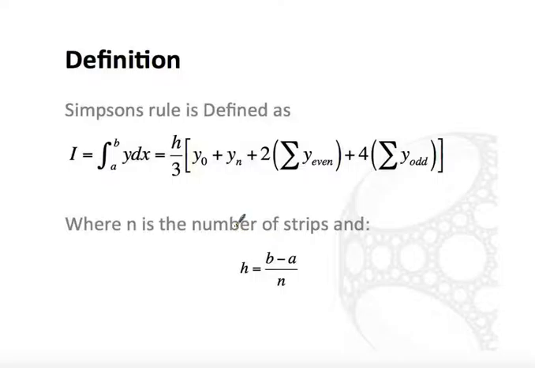So here it is. Simpson's rule is defined as, if we have the integral I equal to the integral from a to b for some function y, then it is equal to this here. And you'll notice it's very similar to the idea that we've used in the trapezium rule. This is used where n is the number of strips, which is always even, and h is calculated by b minus a over the number of strips.